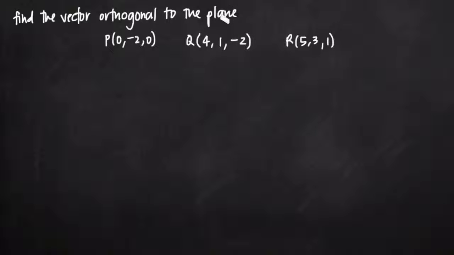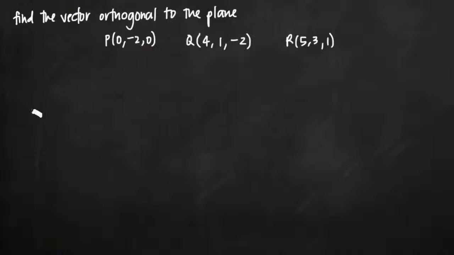Now, when it comes to vectors and finding an orthogonal vector to a plane, the first thing that we want to do is define the plane as 2 different vectors. And the way we're going to define it is with the vector PQ and the vector PR. Now, I'm not going to plot these points accurately. I'm just going to plot 3 different points so you can get a picture of what we're talking about here.